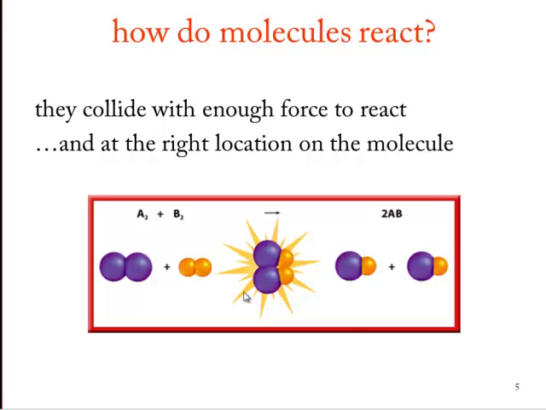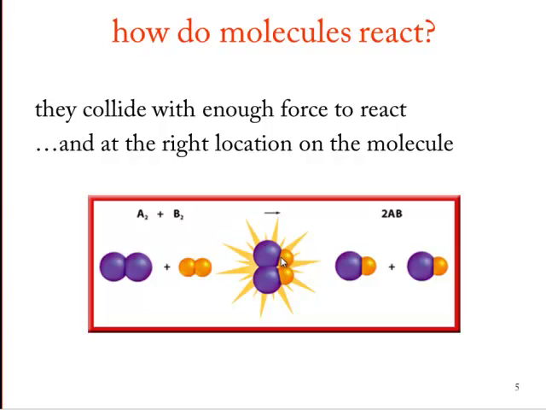Here's a nice visual here. We've got a diatomic molecule A, a diatomic molecule B. They're going to collide, and it's going to produce two molecules of AB. Now, here's what's got to happen. This little intermediate stage here shows it all.